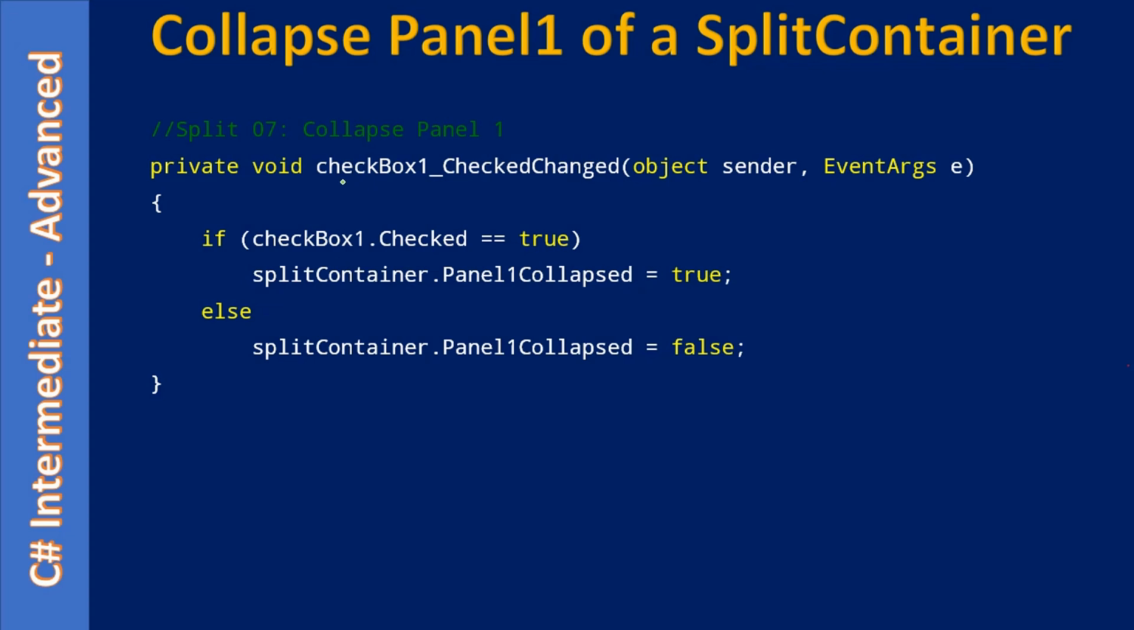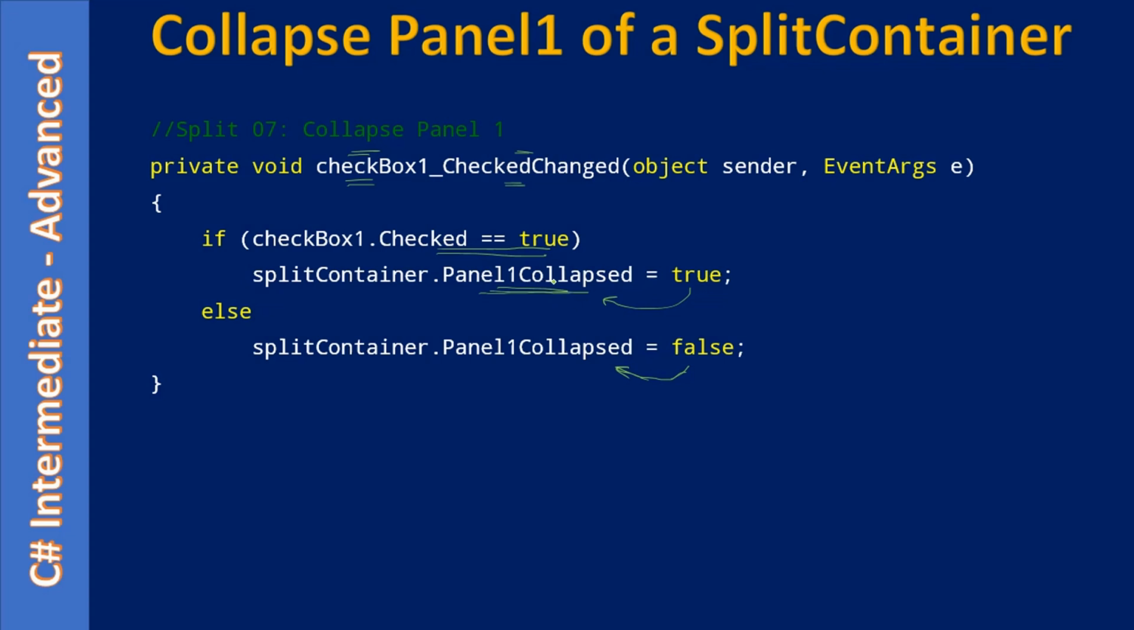So if you remember, we haven't changed the checkbox, so we are accepting the same name, checkbox 1. Event is checked changed. So when this checkbox is in checked state true, then if you see here, the property we are accessing from the split container is panel 1 collapsed. So it accepts a boolean property and we are setting true to this panel 1 collapsed. So if this checkbox is not checked, then we are setting it with the false.